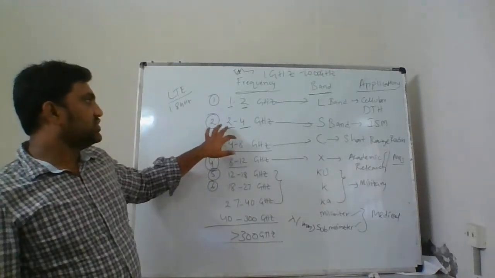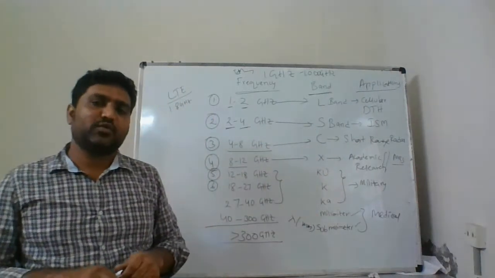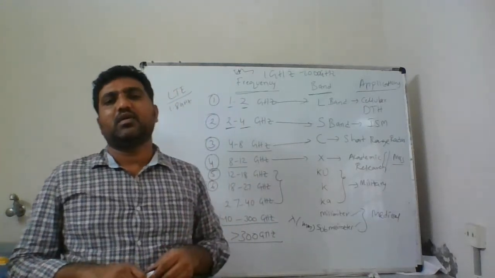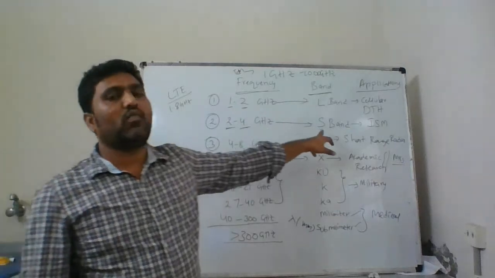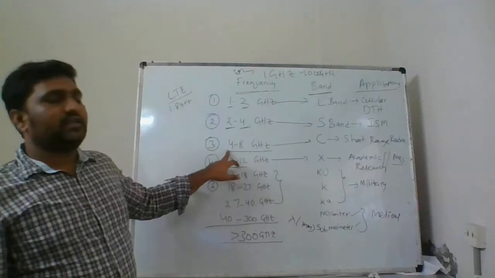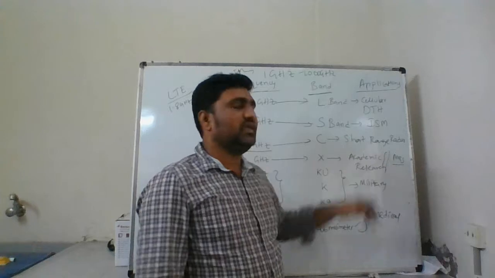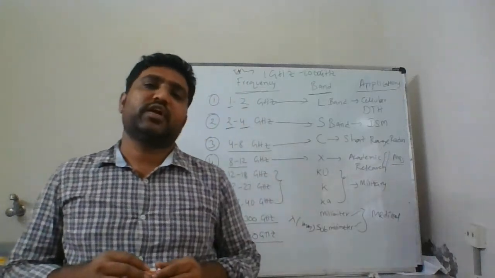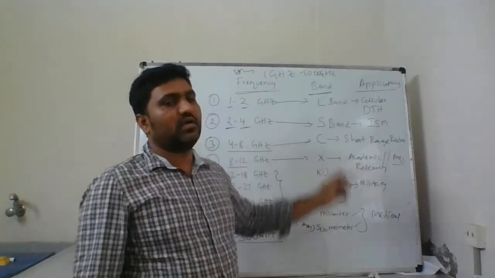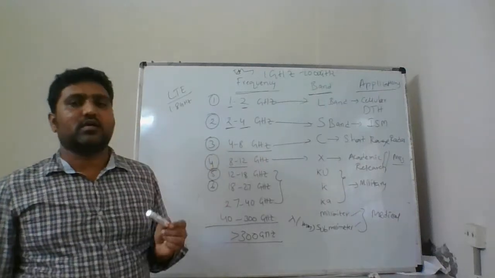Next, we use 2 to 4 gigahertz, which is called the S band. This is used in wireless networking applications such as the Bluetooth protocol, Zigbee protocol, Wi-Fi, etc. These wireless networking applications are designed in the S band. Next, 4 to 8 gigahertz is called the C band. This is particularly useful in radars, short range and long range, and also navigation systems. All these use C band frequencies, which is 4 to 8 gigahertz.